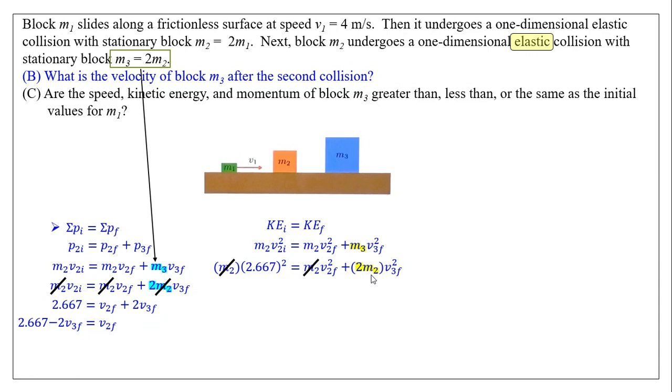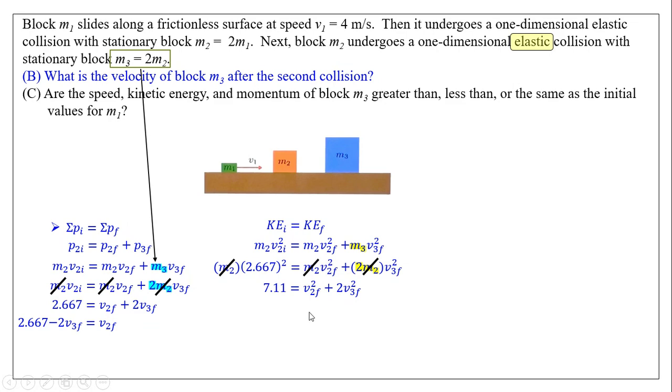So as you can see here, M2s will cancel out. Therefore, I'm just going to square 2.667. That'll give me about 7.11. And then the only thing left on the left side here is V2F square, which I carry down. And then the 2 in front of V3F square gets carried down as well.